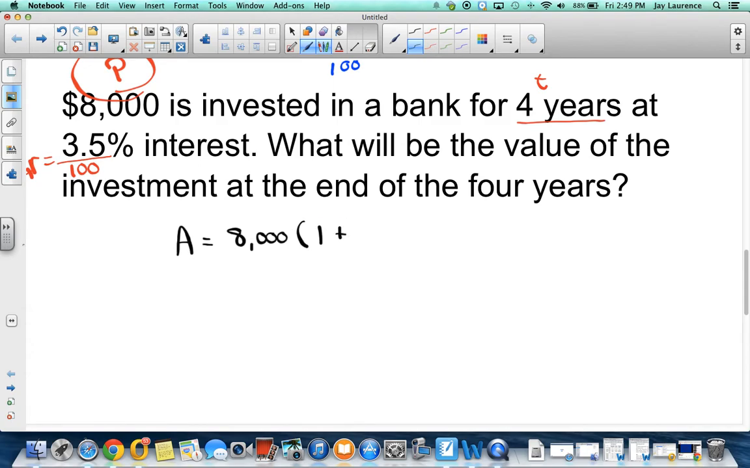We're growing. Now I have to do 3.5 divided by 100. It ends up being 0.035. If you don't know how to do that, make sure you ask about it on Monday. 0.035 and the time is 4 years. Now, if you like, you can simplify this. 8,000 is going to equal 1.035 raised to the fourth, and you can go to your calculator at this point.